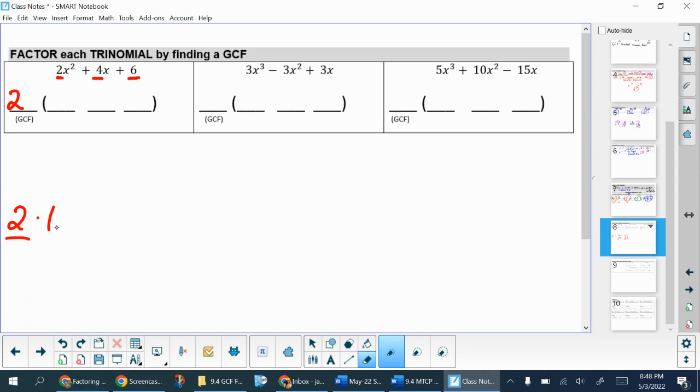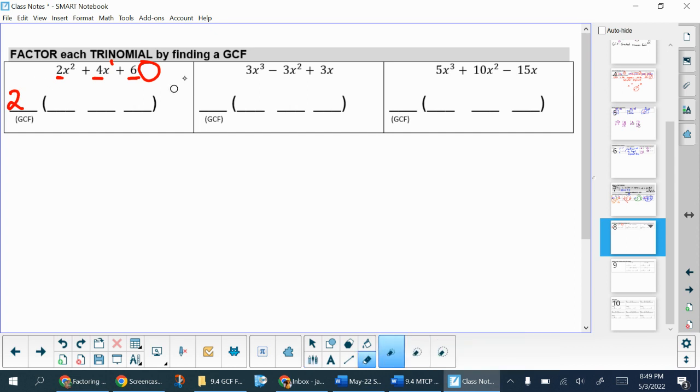Then you go ahead and look at all of the variables. Not just the ones that have variables, all of the variables. This one's got an x squared. This one's got an x to the first. This one doesn't have any x's at all. The most they have in common is nothing. They don't have any x's in common because that last one doesn't have any x's at all. It's just the 2 that's in common between all 3 of those.